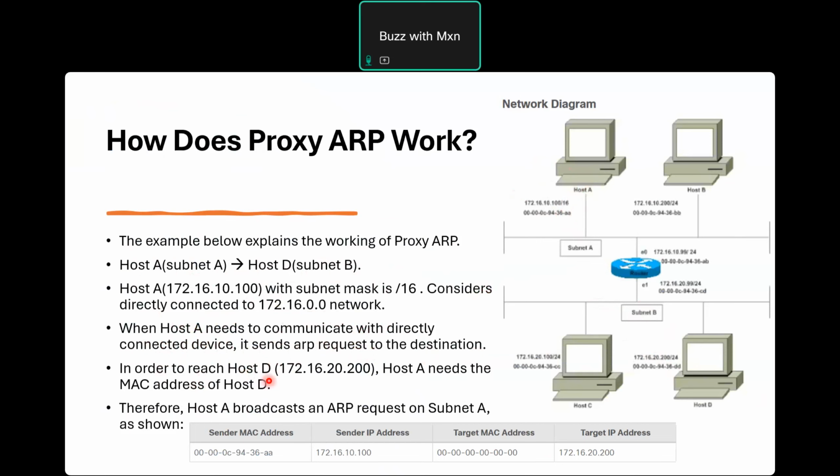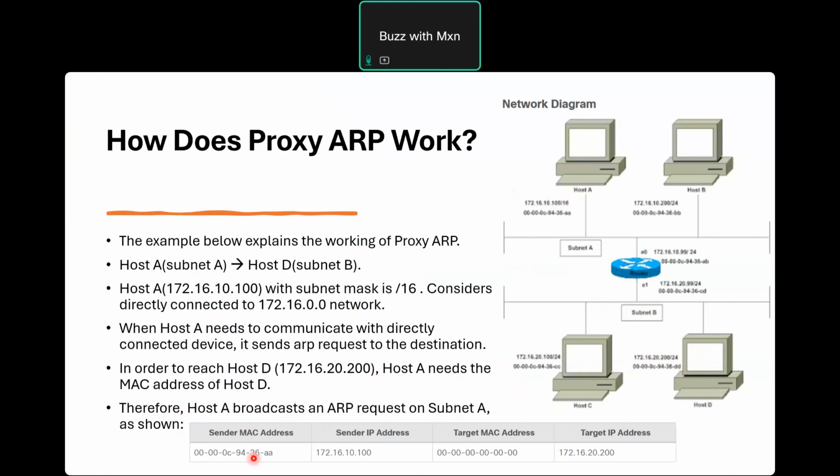In order to reach host D, host A needs the MAC address of host D. You have the destination IP that you want to reach, but to reach the device, you need its MAC address as well, that is 36.dd. So how will you get it? That's how ARP will help us get the MAC address of the host. Therefore, host A broadcasts the ARP request on subnet A as shown.